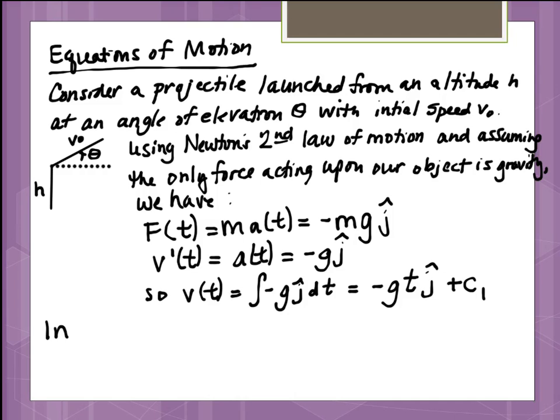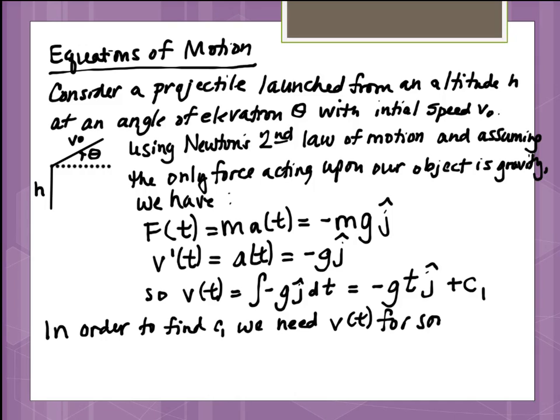And we talked about this last time too. We're going to state it again here. In order to find C1, we need v of t, that is the velocity, for some value t. But we only know v sub 0.